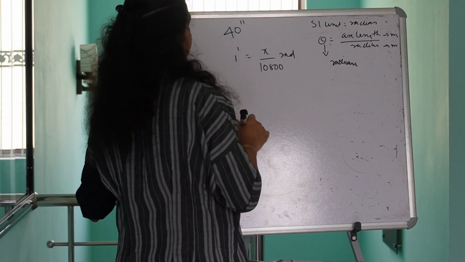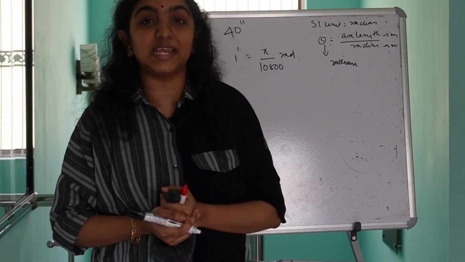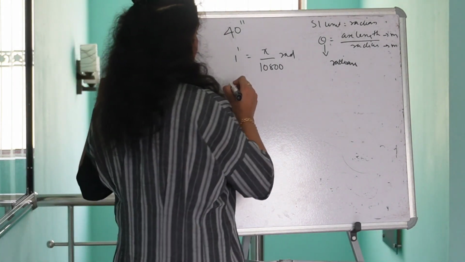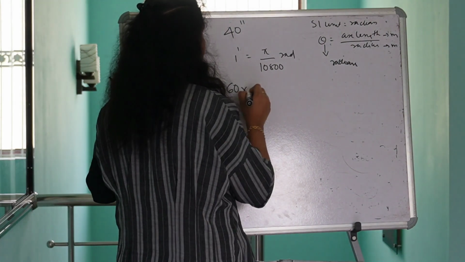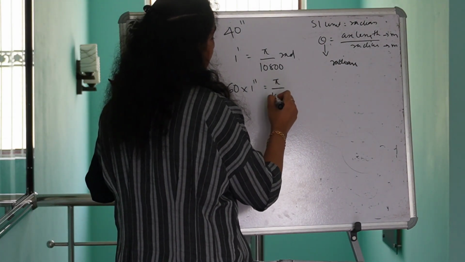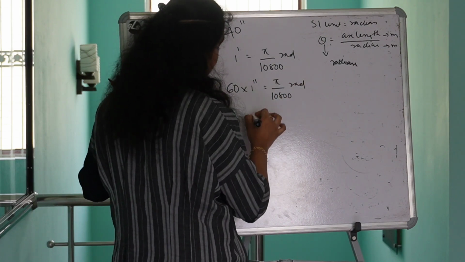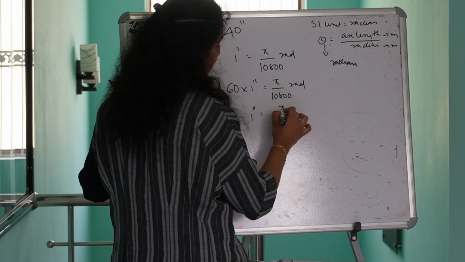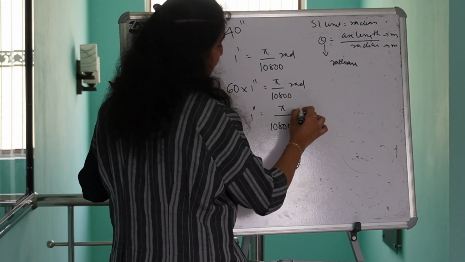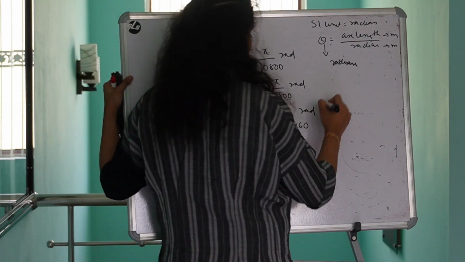Again, we know 1 minute can be divided into 60 equal parts of 1 second. So 1 minute is equal to 60 into 1 second, that is pi divided by 10800. So now what is 1 second equal to? 1 second is equal to pi divided by 10800 into 60.